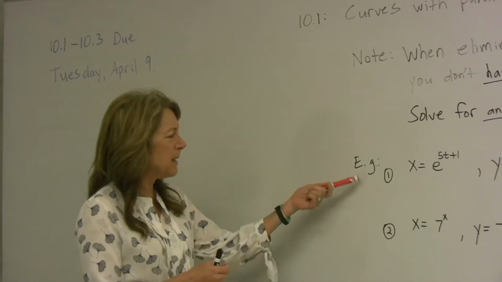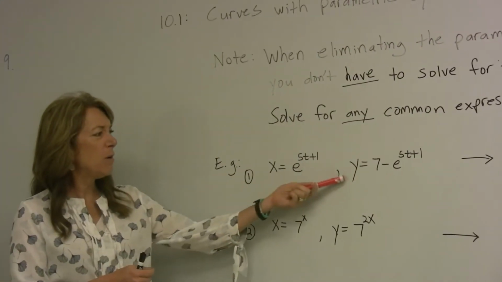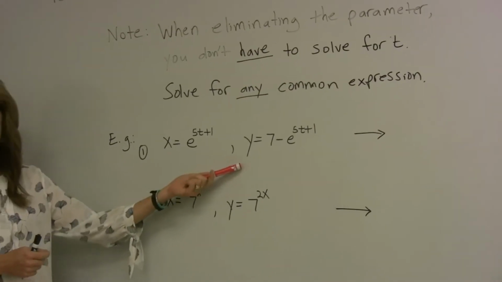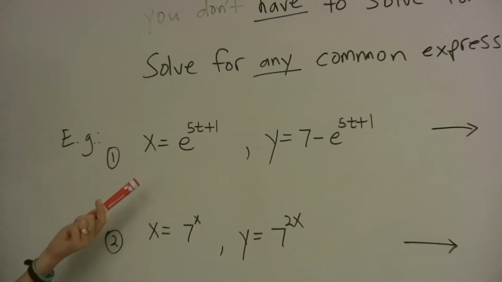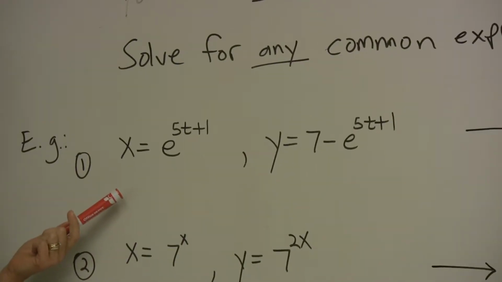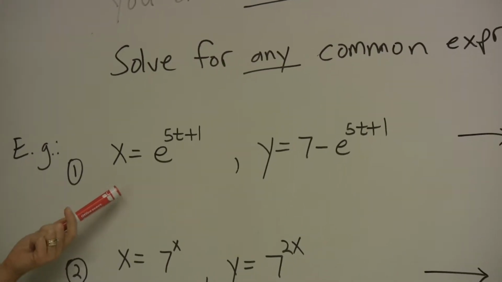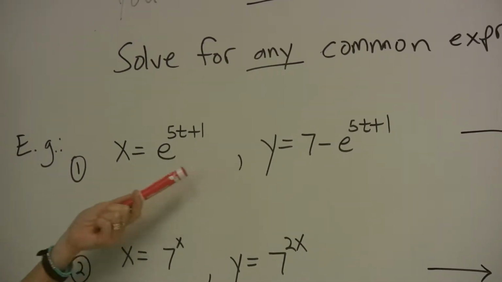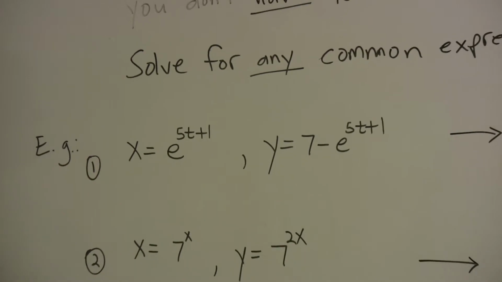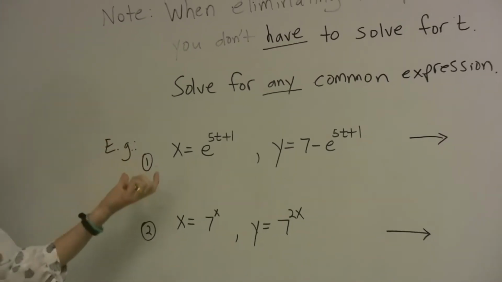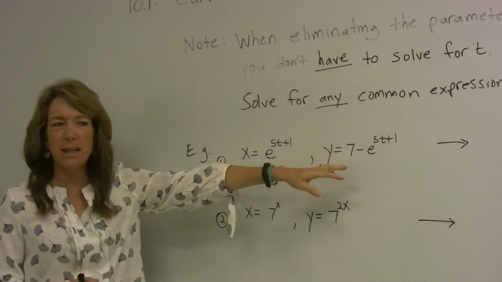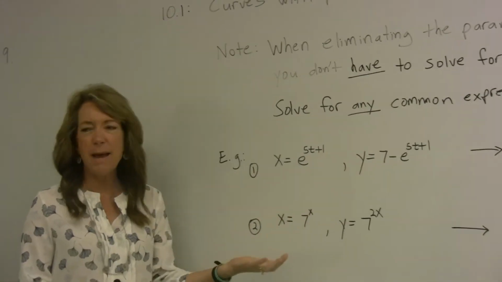And I pointed to the other one that had sines and cosines that were used in an identity. But look at this one right here. What if I want to eliminate the parameter here? I really don't want to solve for t in either of these equations. I could. What would I have to use if I wanted to solve for t? Yeah, natural log. I could find the natural log, and I could plug the natural log into the other one.